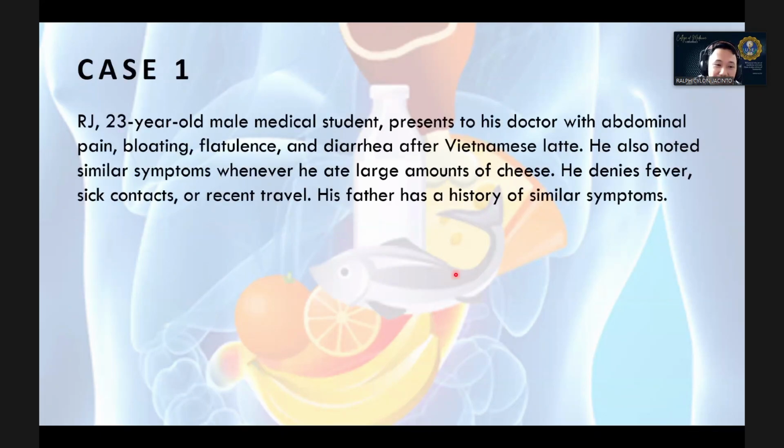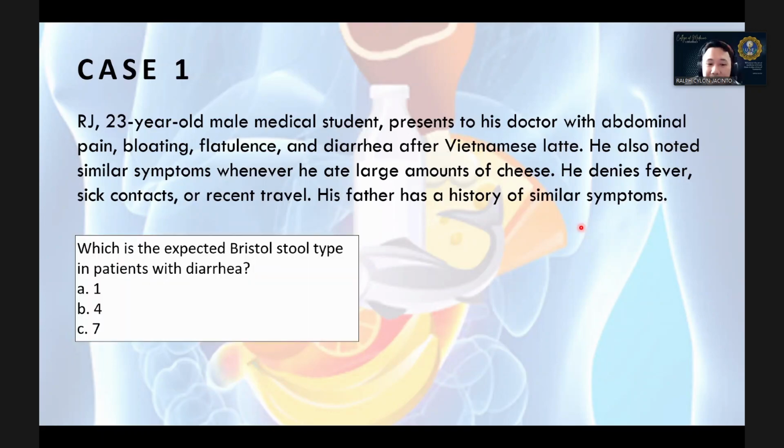RJ, I'm not saying I'm this one. A 23-year-old male medical student presents to this doctor with abdominal pain, bloating, flatulence, and diarrhea after drinking Vietnamese latte, 'di ba? Kasi ba Vietnamese latte merong condensed milk and evap milk ata yun. He also noted similar symptoms whenever he ate large amounts of cheese. And then he denies fever, sick contacts, or recent travel. So his father has a history of similar symptoms. Now, my question is, which is the expected Bristol stool type in patients with diarrhea?